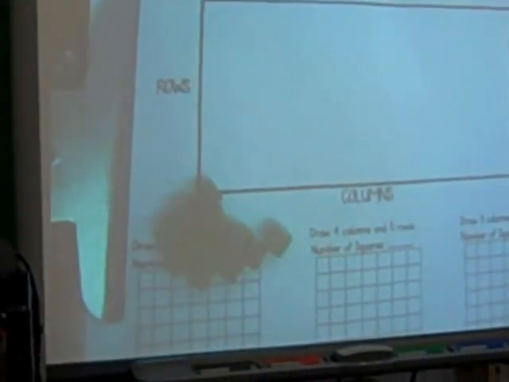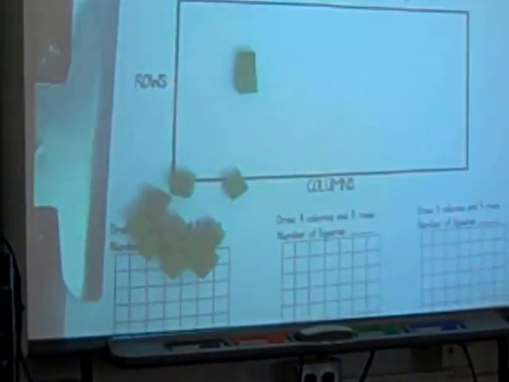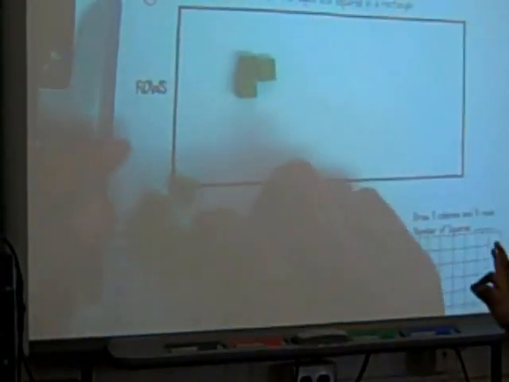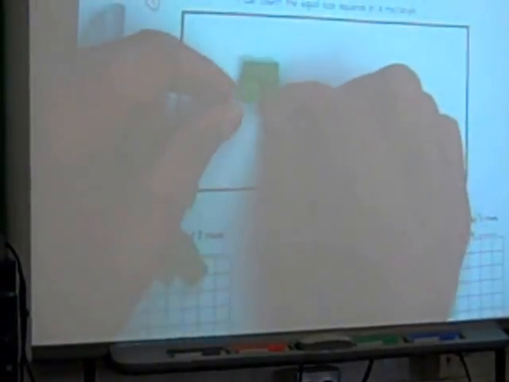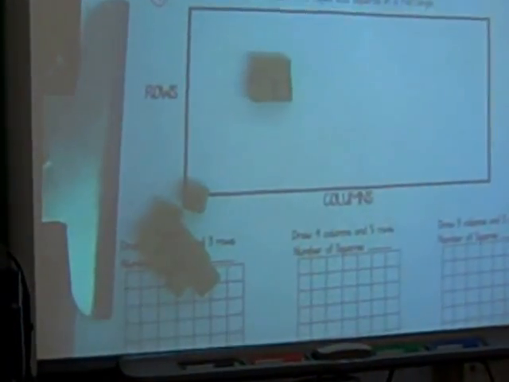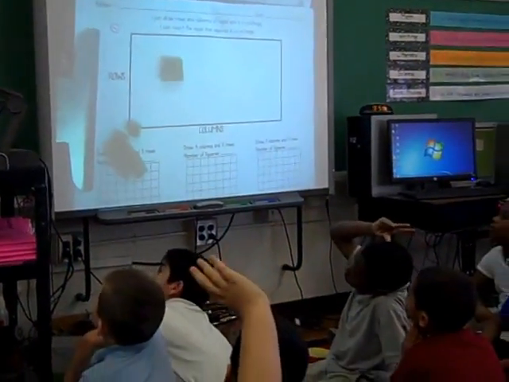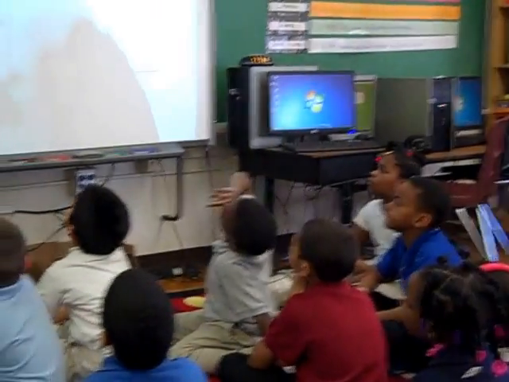All right? So I'm going to say, class, show me 2 rows and 2 columns. Watch me. So I'm going to say 2 rows, and then 2 columns, because I know rows go across, columns go down. Then I'm going to fill in my rectangle. How many total do I have in my rectangle? Nehemiah? 4. So what is 2 times 2? 4. Excellent.